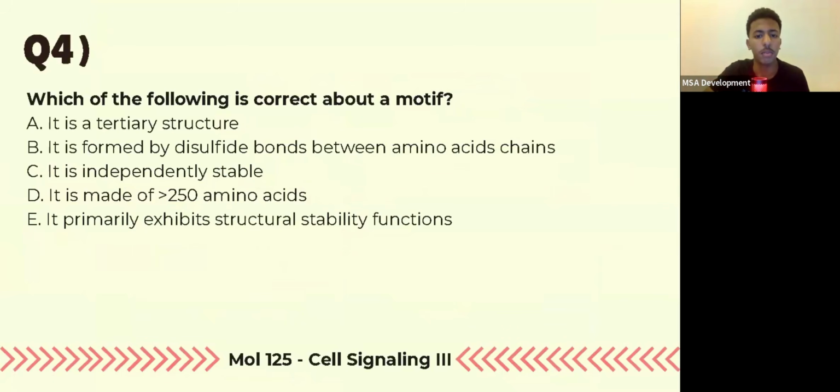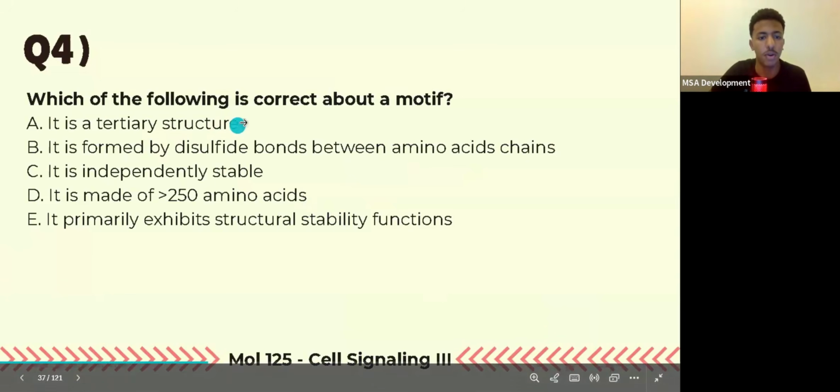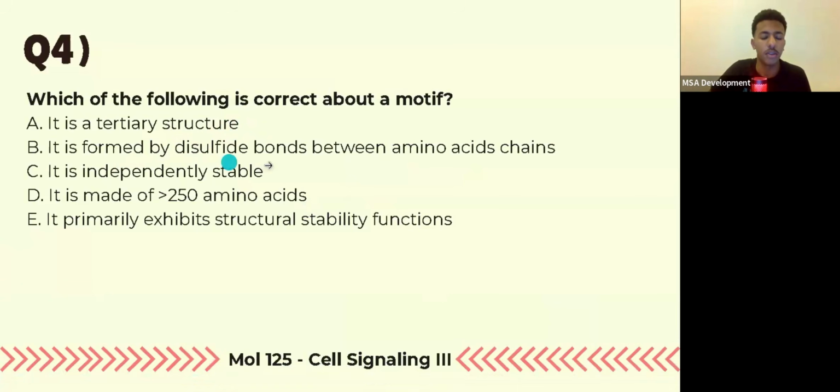So which of the following is correct about a motif? It is tertiary structure. Incorrect. This is correct for a domain. It's formed by disulfide bonds between amino acid chains. Incorrect. This is correct for a domain again. It's independently stable. Incorrect again. This is correct for a domain.